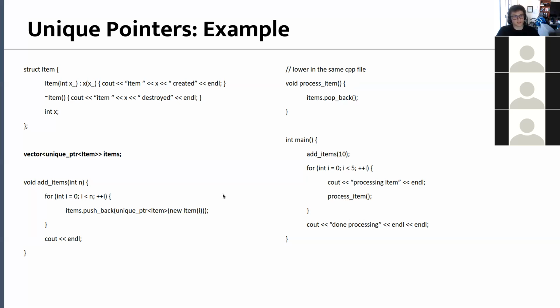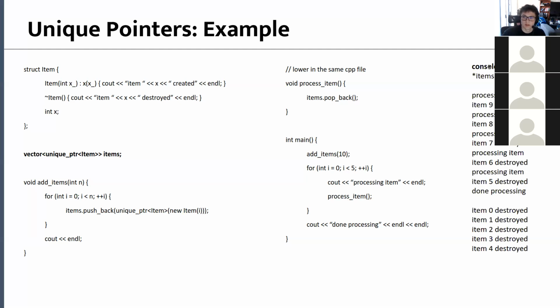So the idea, let's just look at the output. 10 items are created at first in this add items function. Pretty straightforward. And then when we process each item, you can see that we're getting destructors called here. Remember, our destructor prints item x destroyed. So every time an item is processed, that item is actually destroyed. And that's because when items.pop_back finishes, the unique pointer is going out of scope.